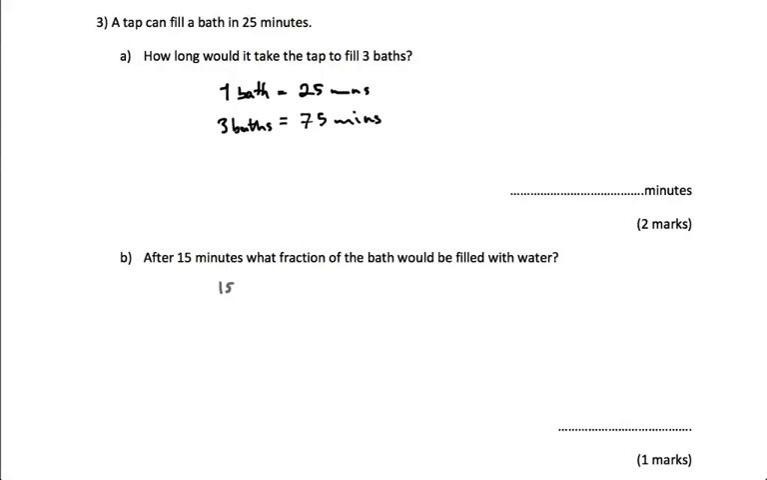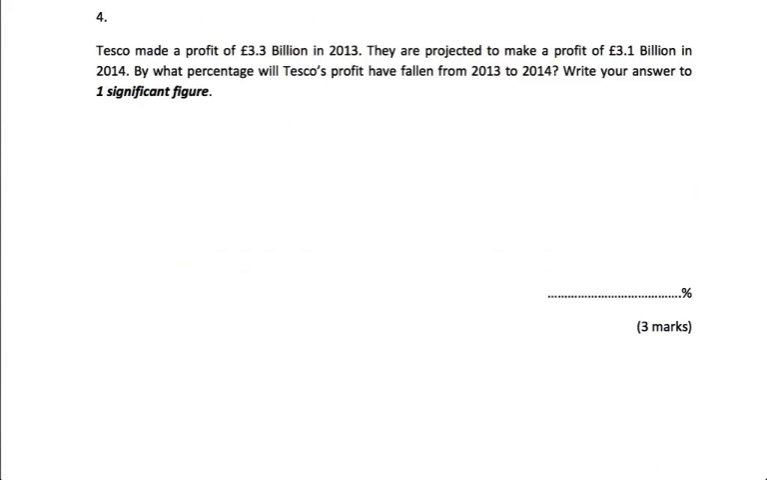Okay, so after 15 minutes, what fraction of the bath would be filled with water? Well, 15 minutes represents 15 over 25 as a fraction of the bath that's filled. It takes 25 minutes in total, so 15 over 25 is the fraction we filled. This ends up being 3/5 as a fraction.